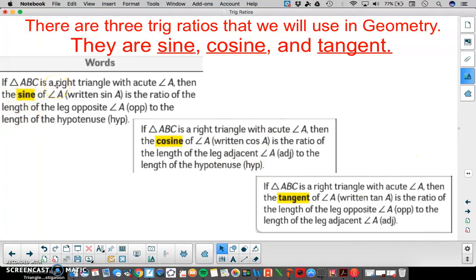In a triangle ABC, that is a right triangle, with the acute angle A, the sine of that is the ratio of the length of the leg opposite to the length of the hypotenuse. In a right triangle for acute angle A, the cosine of angle A is the ratio of the adjacent leg to the length of the hypotenuse. And in triangle ABC, with an acute angle A, the tangent will be the ratio of the opposite leg to the adjacent leg.